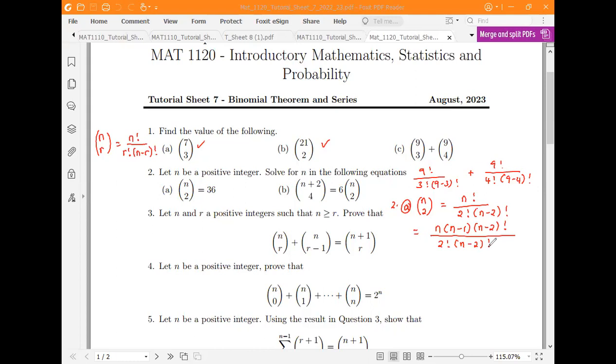Okay, so we can cancel this part and this part. So we remain with n times n minus 1 over 2. And here it's equal to 36. So if we cross multiply, we'll get 72 is equal to n squared minus n. If we put things together, we have n squared minus n minus 72 is equal to 0, which is a quadratic.